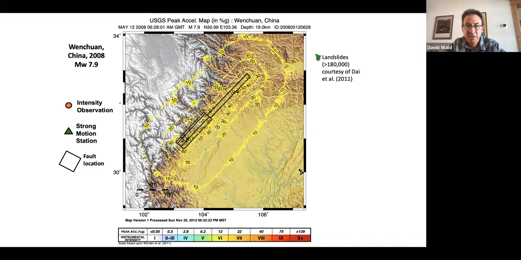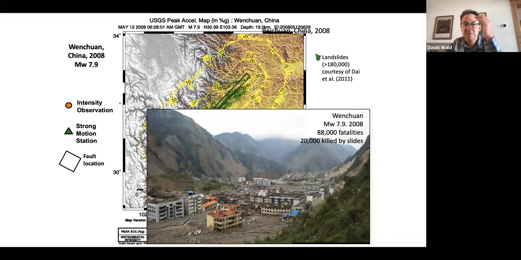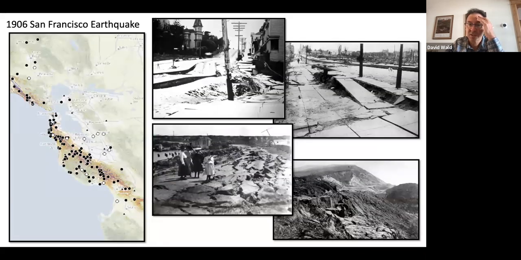I think I'll just skip over this part really quickly. As I mentioned, that Wenchuan earthquake had about 20,000 fatalities due to landslides alone. And so we really want to determine which earthquakes are going to have additional problems due to landslides or liquefaction. And that's where this ground failure product comes in. And that 1906 earthquake, we're not immune to these problems, and we will see that in big earthquakes domestically.